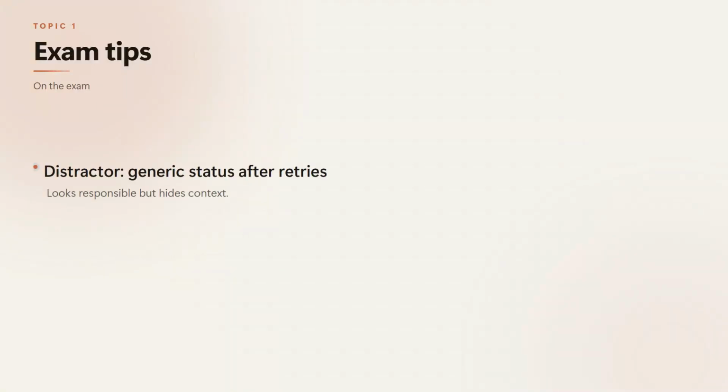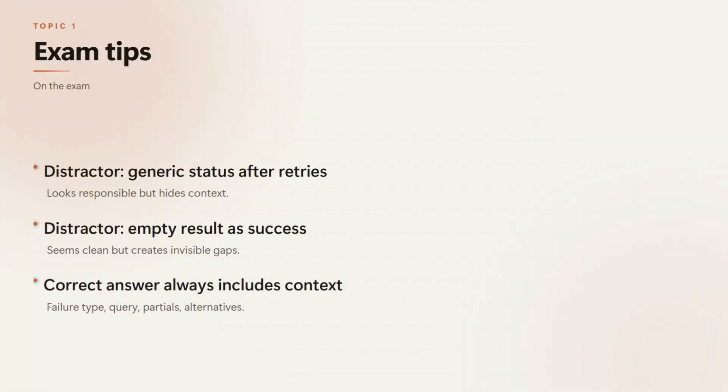This is testcraft. The exam will show you a subagent failure and ask what it should return. The distractor that catches people is the generic status after local retries. It looks responsible because it retried, but it discards the context the coordinator needs. Another is returning an empty result set marked as successful. It seems clean but creates an invisible gap. The correct answer always includes the 4 pieces of structured context: failure type, attempted query, partial results, and alternatives.